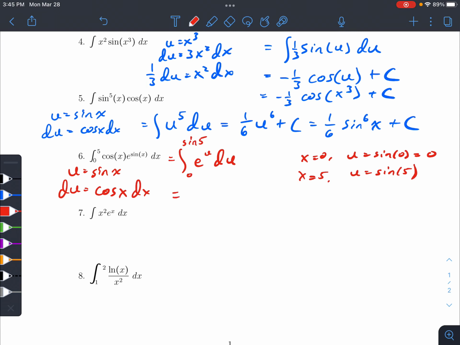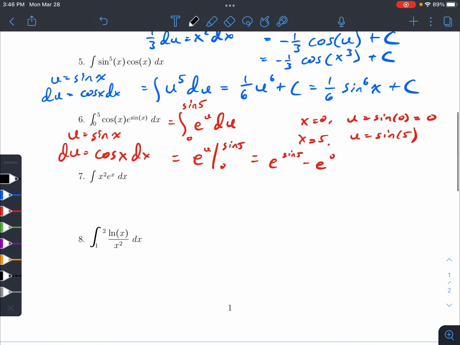All right, so the antiderivative of e to the u is just e to the u. And it's from 0 to sine of 5. And so this is equal to e to the sine of 5 minus e to the 0. E to the 0 is equal to 1. You could simplify that if you want. I don't really care.